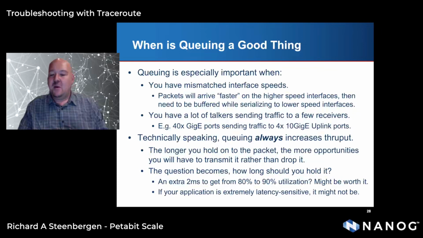And technically speaking, queuing always increases throughput. If you think about it like this, the longer you hold on to that packet, the more opportunity you have to transmit it. So then the question becomes, how long should you hold it? If it costs you an extra 2 milliseconds to get from 80% utilization to 90% utilization, that might be worth it. But if your application is very latency sensitive, it might not be. So what you typically see is people who are building QoS, they'll build different queue profiles, and they would rather drop a packet early than hold on to it for 10, 20, 30 milliseconds to get it through for a lot of interactive video and voice applications.